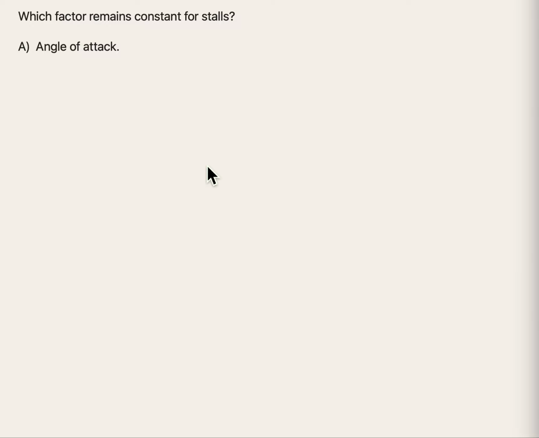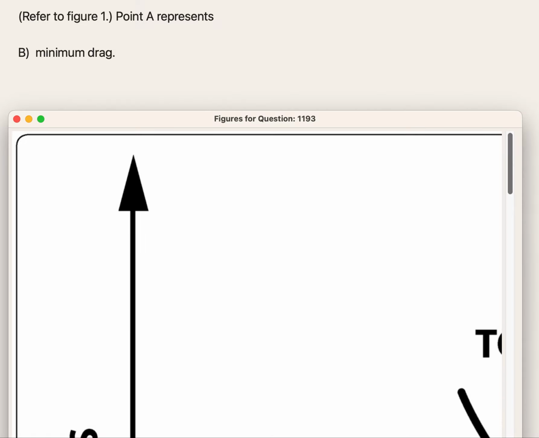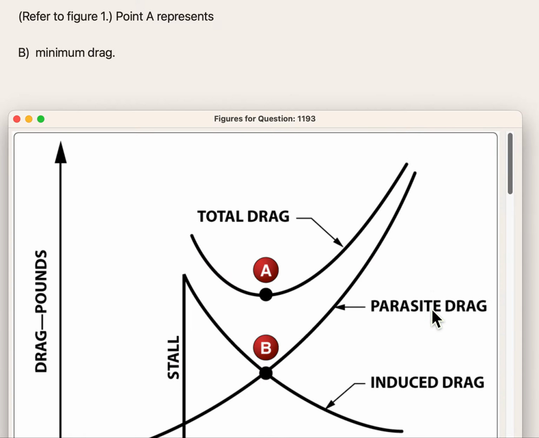Which factor remains constant for stalls? Angle of attack. Yep, the wing will stall at the same angle of attack no matter the airspeed. All right, go back to a figure. Point A represents, so yeah, if you look at total drag, it is the lowest point, so it's minimum drag.